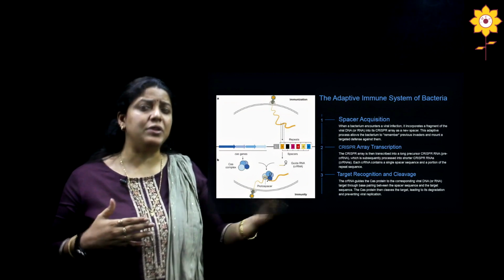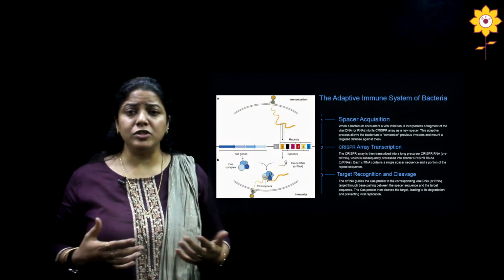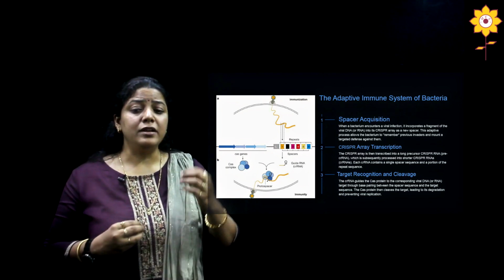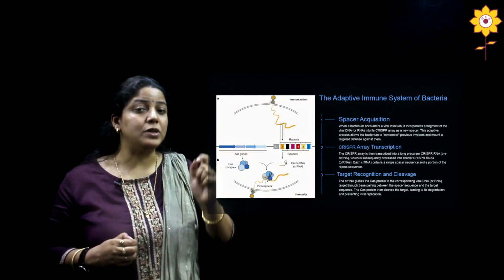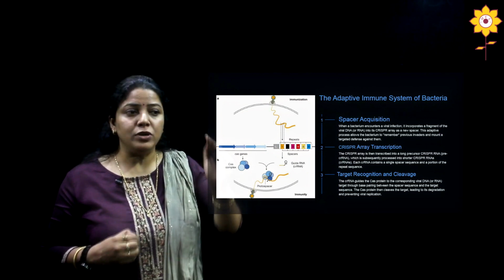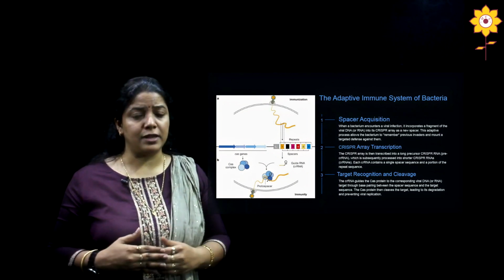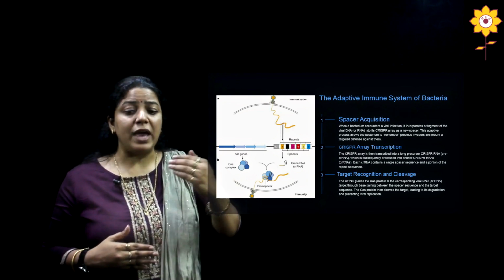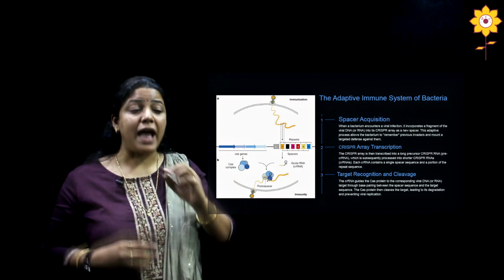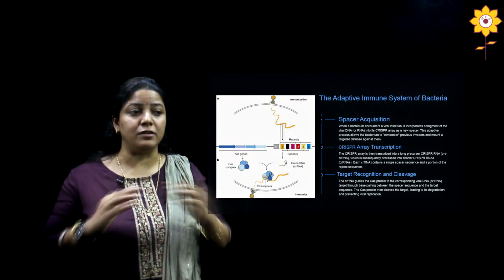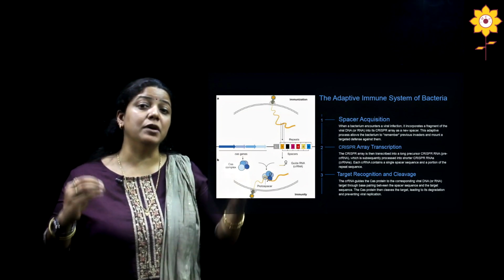Why is it called an adaptive immune system? You already know that the adaptive immune system is very precise and is directed towards one type of pathogen. So here also, different types of viruses are going to attack the bacteria. Every time one attacks, such snippets are taken up and then stored in this spacer, in this CRISPR array.